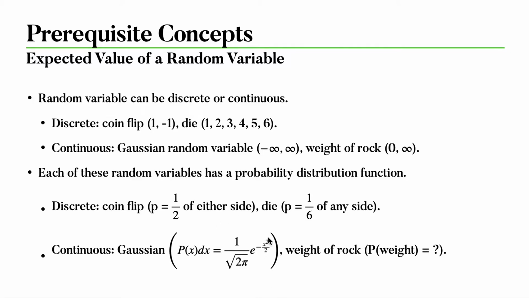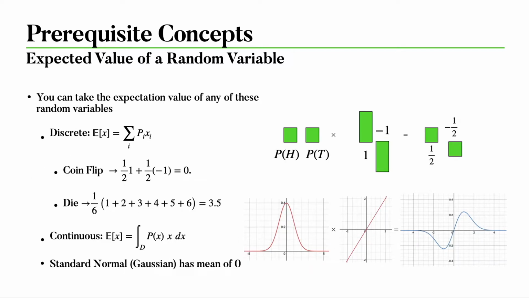So for the Gaussian, it actually looks something like this, with an exponential with a quadratic term. And for the weight of a rock, you can imagine that it's some curve going from the mass of a few atoms of your choice all the way up to, say, the mass of a galaxy, right? Somewhere in there.